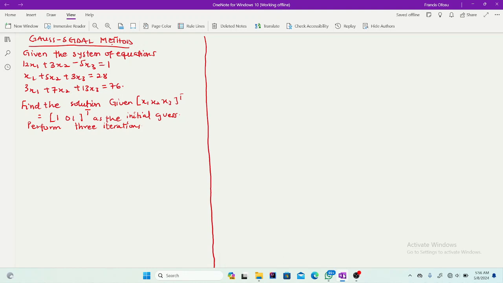In this video, we're going to solve a problem on the Gauss-Seidel method for solving systems of equations. In our previous lessons, we've gone through the Gauss-Seidel method and the Jacobi method, and we are still moving. So this is a problem on Gauss-Seidel. We've already talked through the concept a while ago.